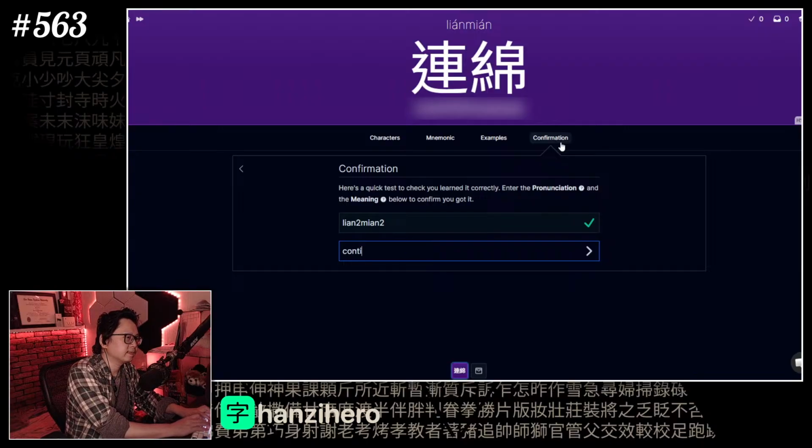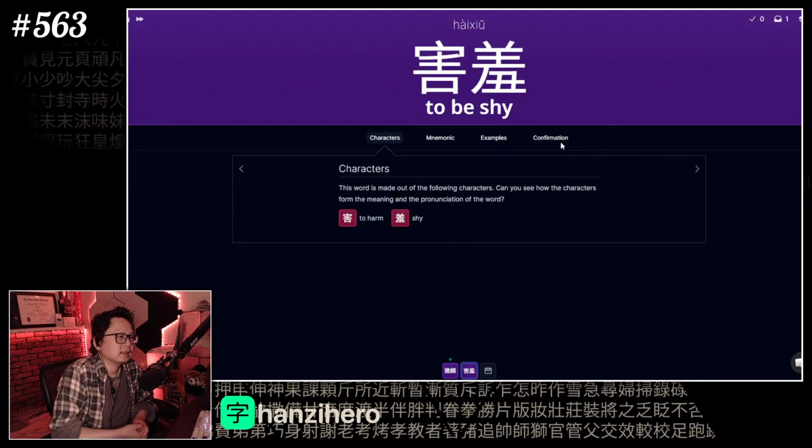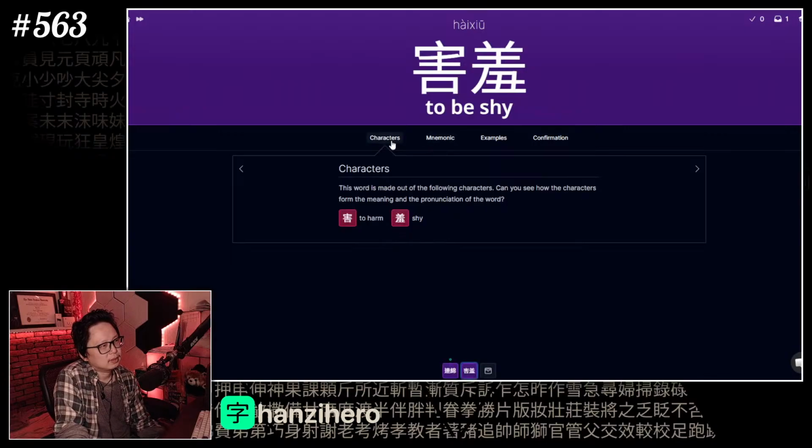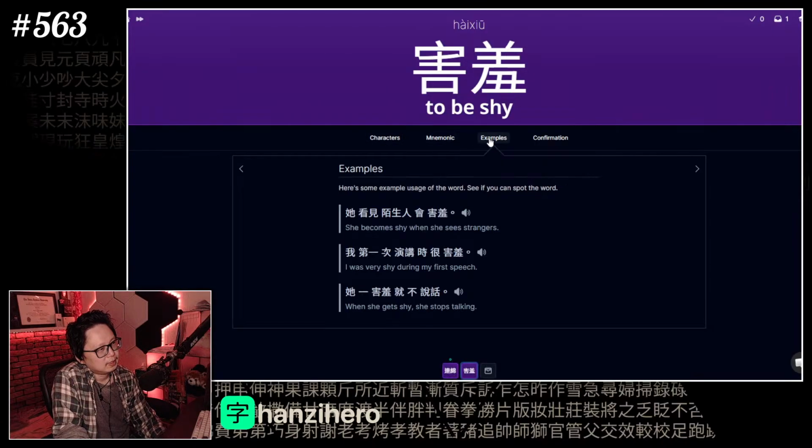连绵，害羞，害羞. So xiu is shy. Hai is arm. What? I didn't think Hai would be linked with xiu. There's another timid, right? What is that? Che. Che xiu. Hai, really? Hai xiu. Interesting.